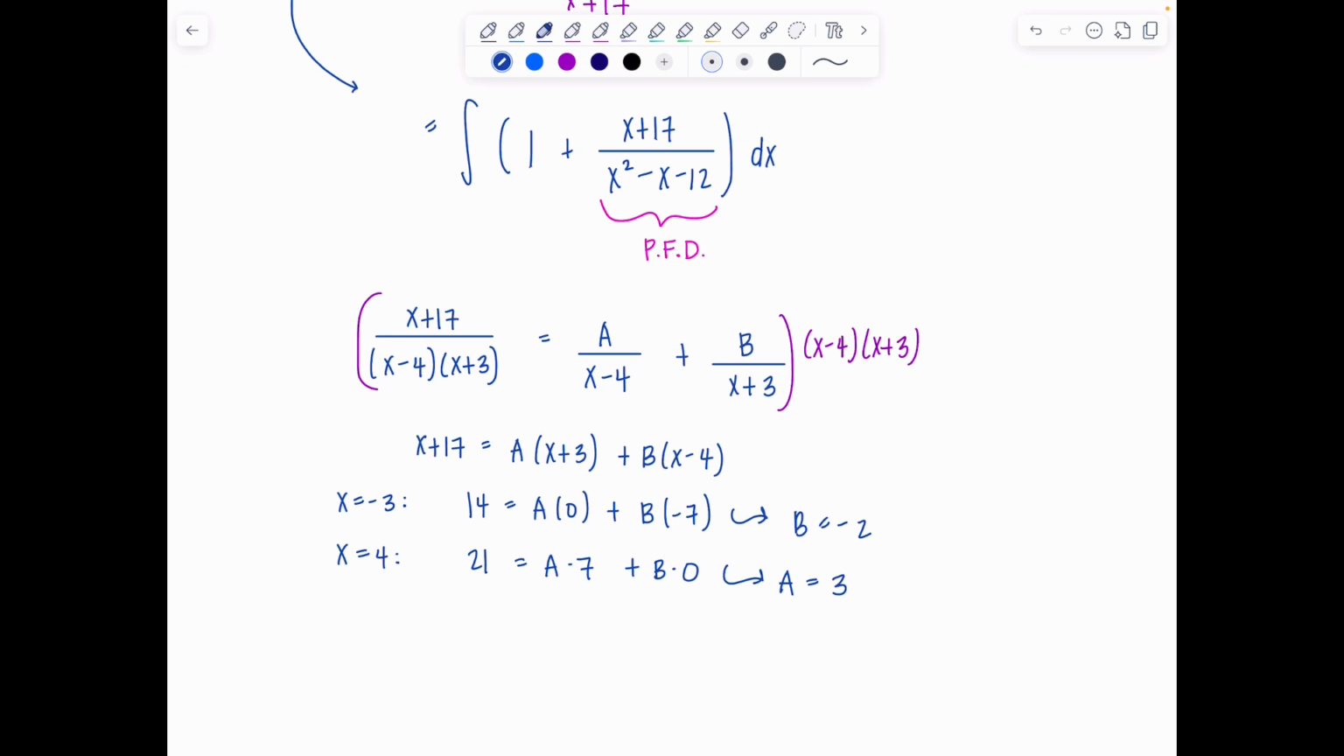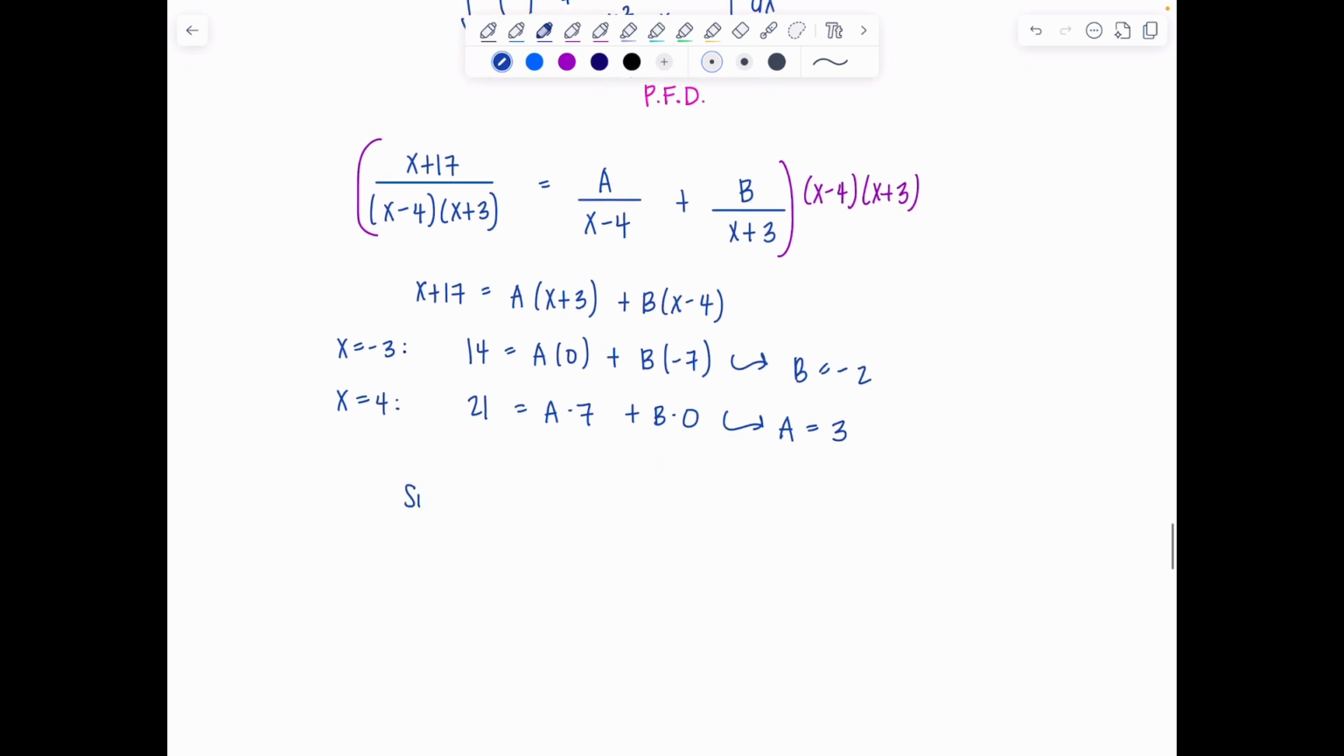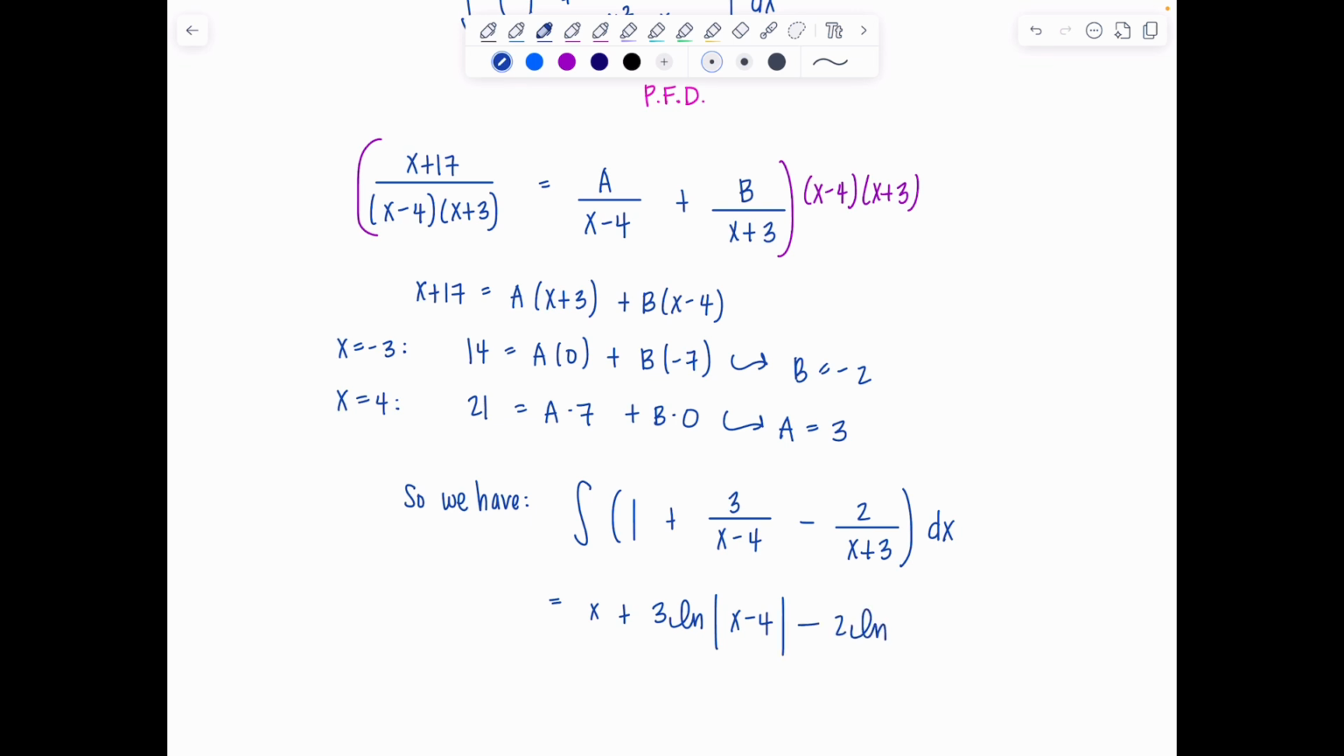Okay, so now we can rewrite everything nicely with our decomposition. We have integral of 1 plus A is 3 over x minus 4, B is -2 over x plus 3 dx. Don't forget the dx. And then just go integrate term by term. Antiderivative of 1 is x, plus 3 ln, don't forget absolute value, x minus 4, minus 2 ln absolute value x plus 3, plus c. It's up to you.